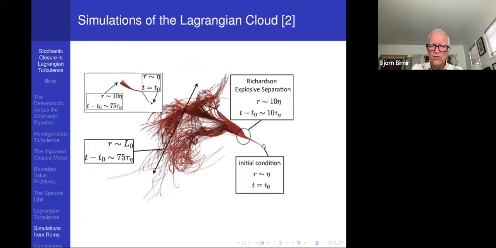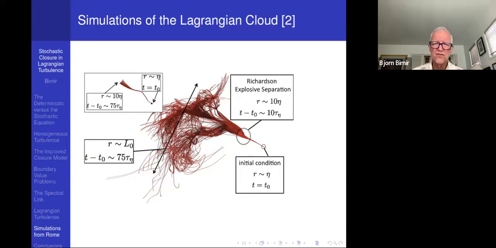And here we used simulations from Biferali's group in Rome. You can see on this very nice plot where the particles are separating that you have this ballistic region in the beginning, then where the circle is, the Richardson super diffusion sets in, and the separation grows rapidly. But then later on, something else happens. The particles get involved with the turbulent eddies in the flow, and they begin to diffuse more slowly but more irregularly.